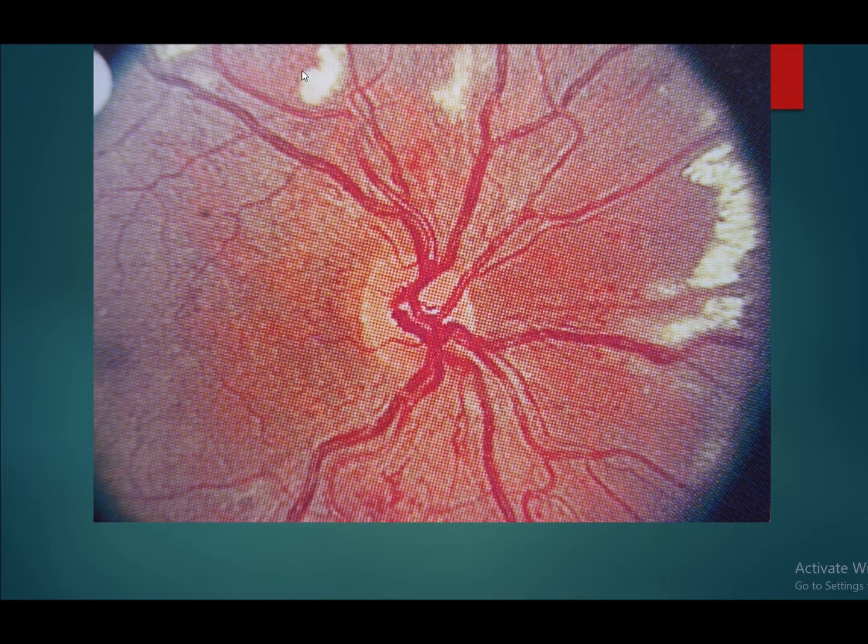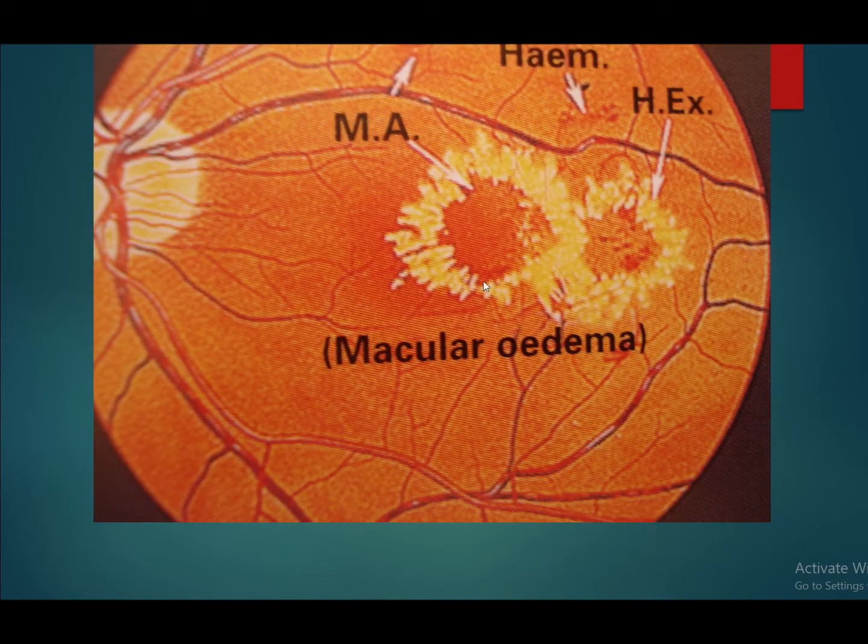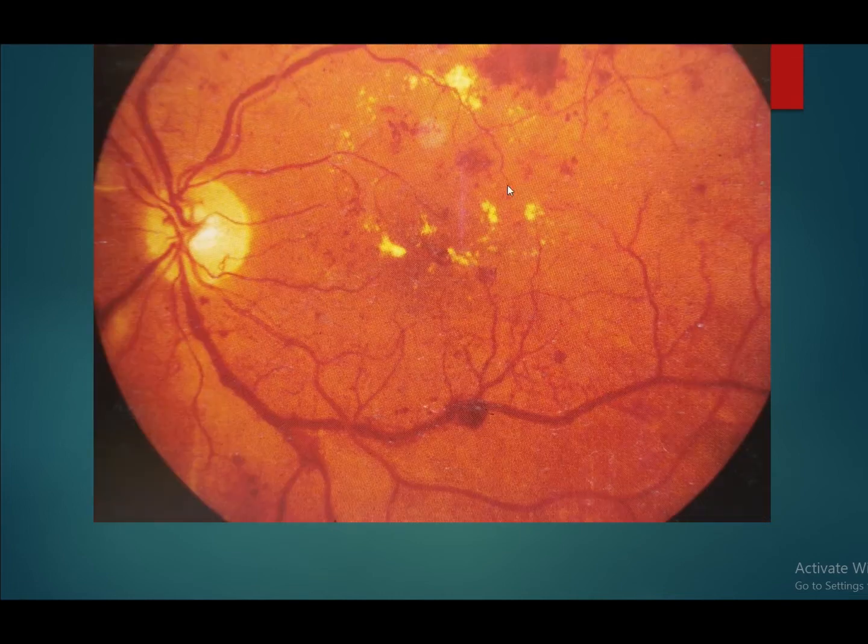So these are cotton wool spots here. You can see the microaneurysms, some hemorrhages here. These are nothing but hard exudates in a round pattern, a circinate pattern. It's present in the macula. This is diabetic macular edema. Again, a circinate pattern of hard exudate deposition.